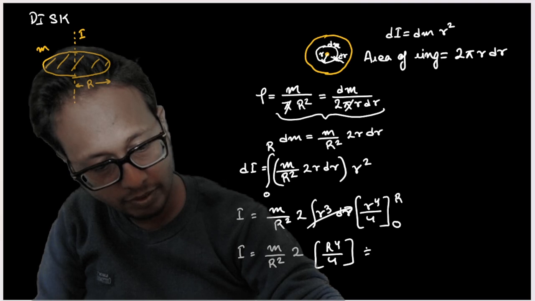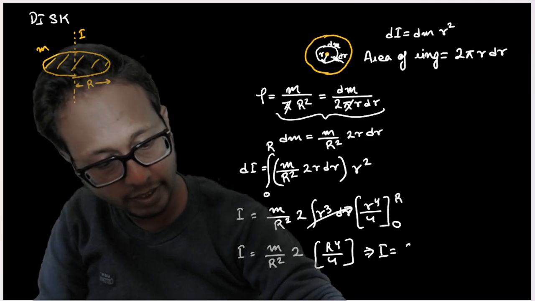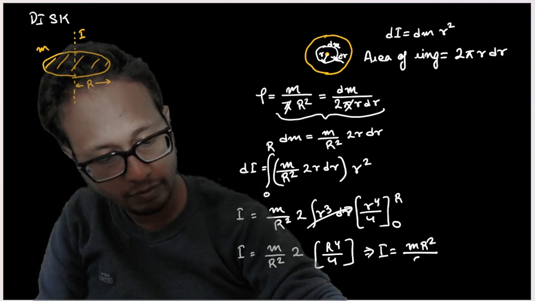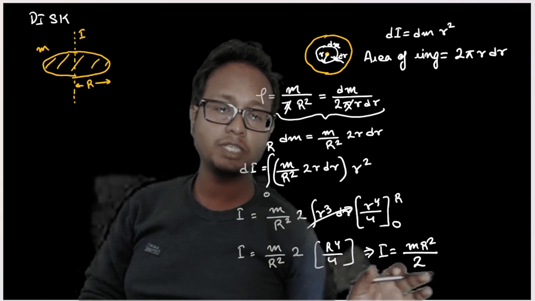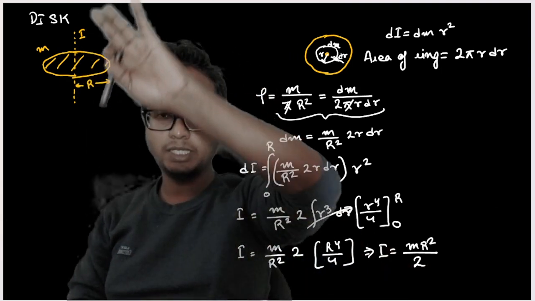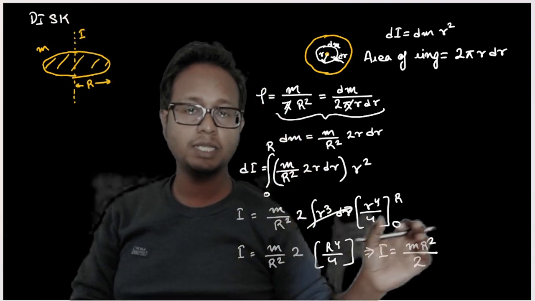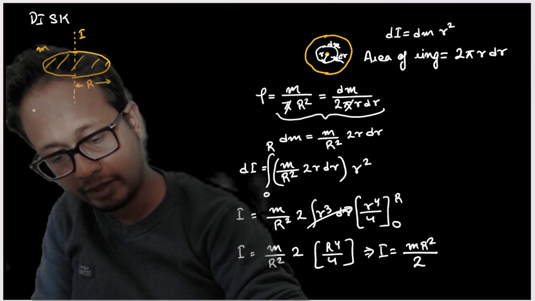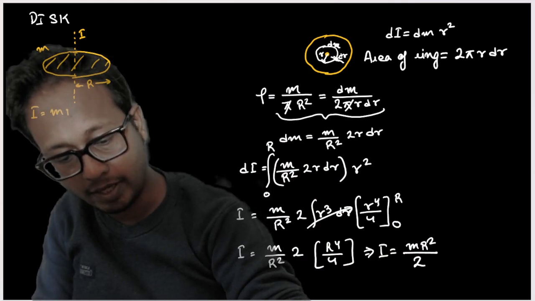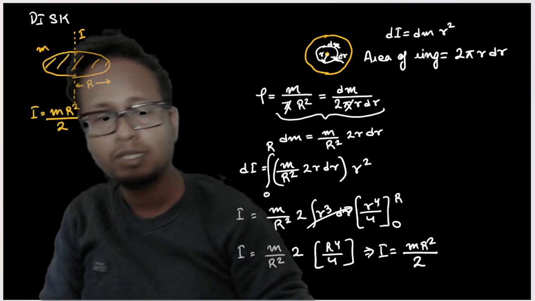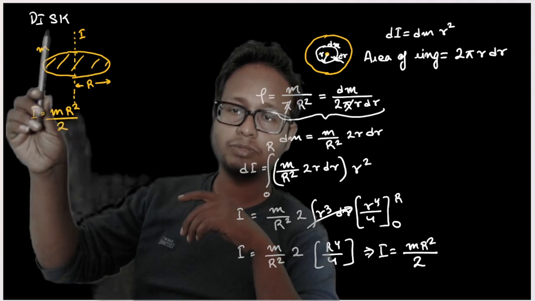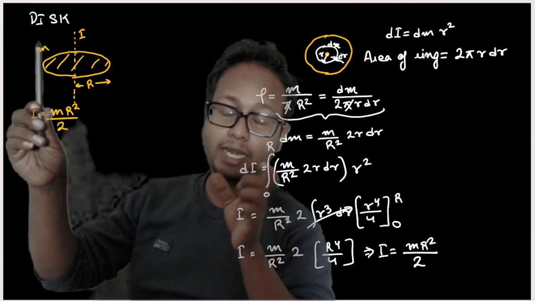So if I cancel it out, the moment of inertia of a disk is nothing but mr square by 2. So the moment of inertia of a disk passing through the center, perpendicular to its plane, is I equals mr square by 2. Now, for the same variation, what is the moment of inertia passing through the side? You have to apply the parallel axis theorem.